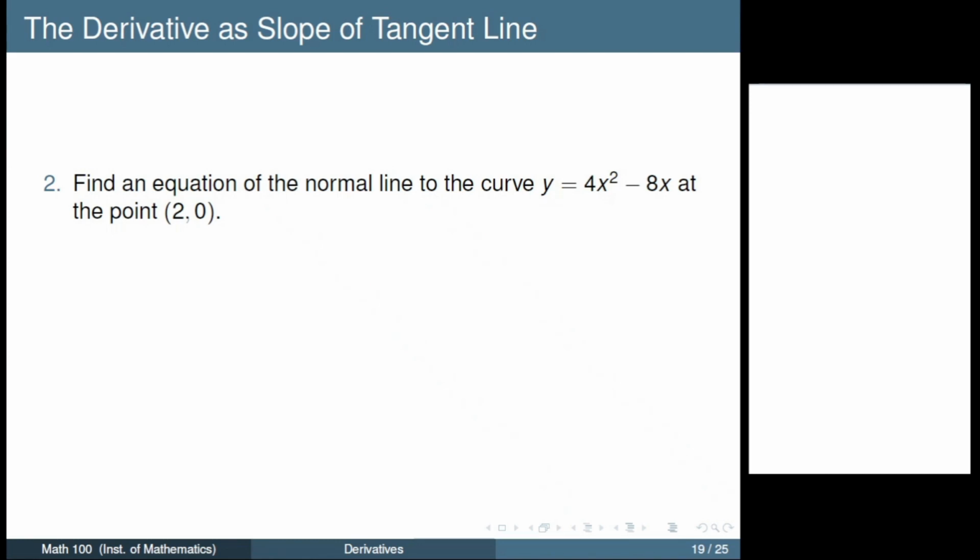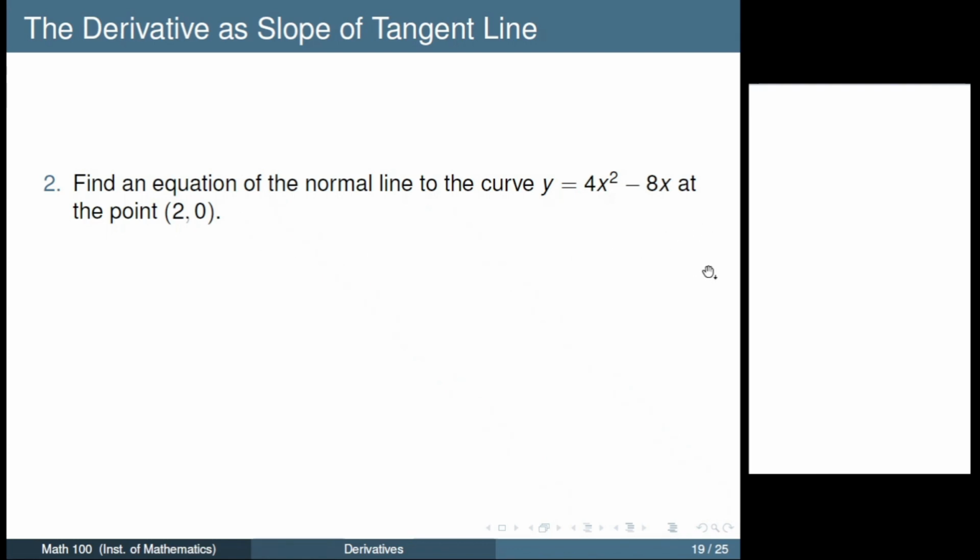Okay. We do this one. Find the equation of the normal line to the curve y equals 4x squared minus 8x at the point (2, 0). So, analyze muna natin yung problem na to. Imbis na tangent line yung pinapahanap sa atin, pinapahanap yung normal line. Again, we need the point and the slope. We already have the point here. So, kailangan na lang natin kunin yung slope.